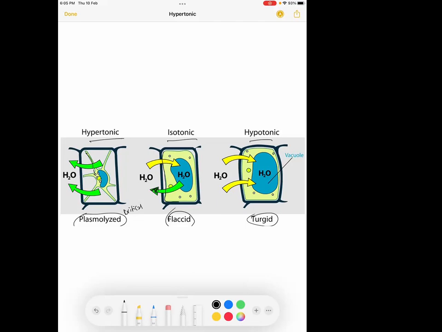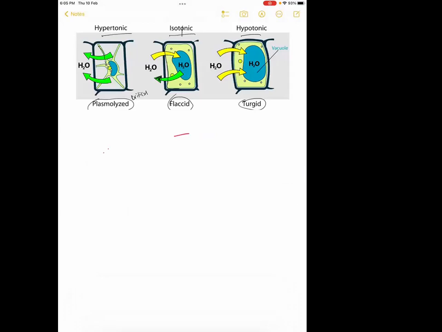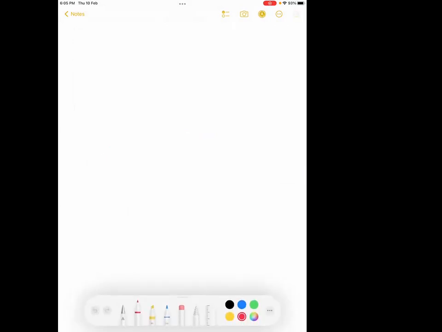Okay. All right. Now we are going to move on to osmosis in animal cells.